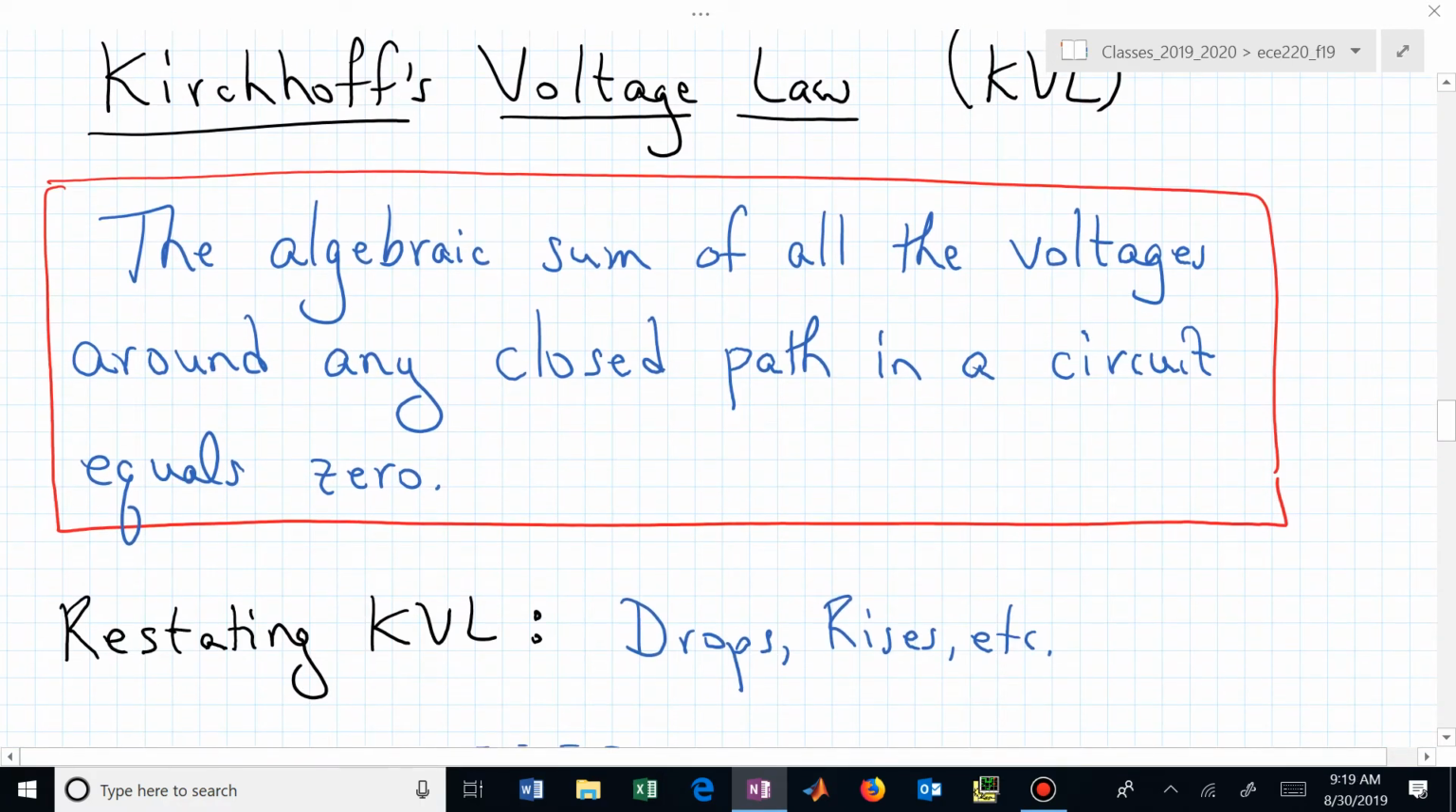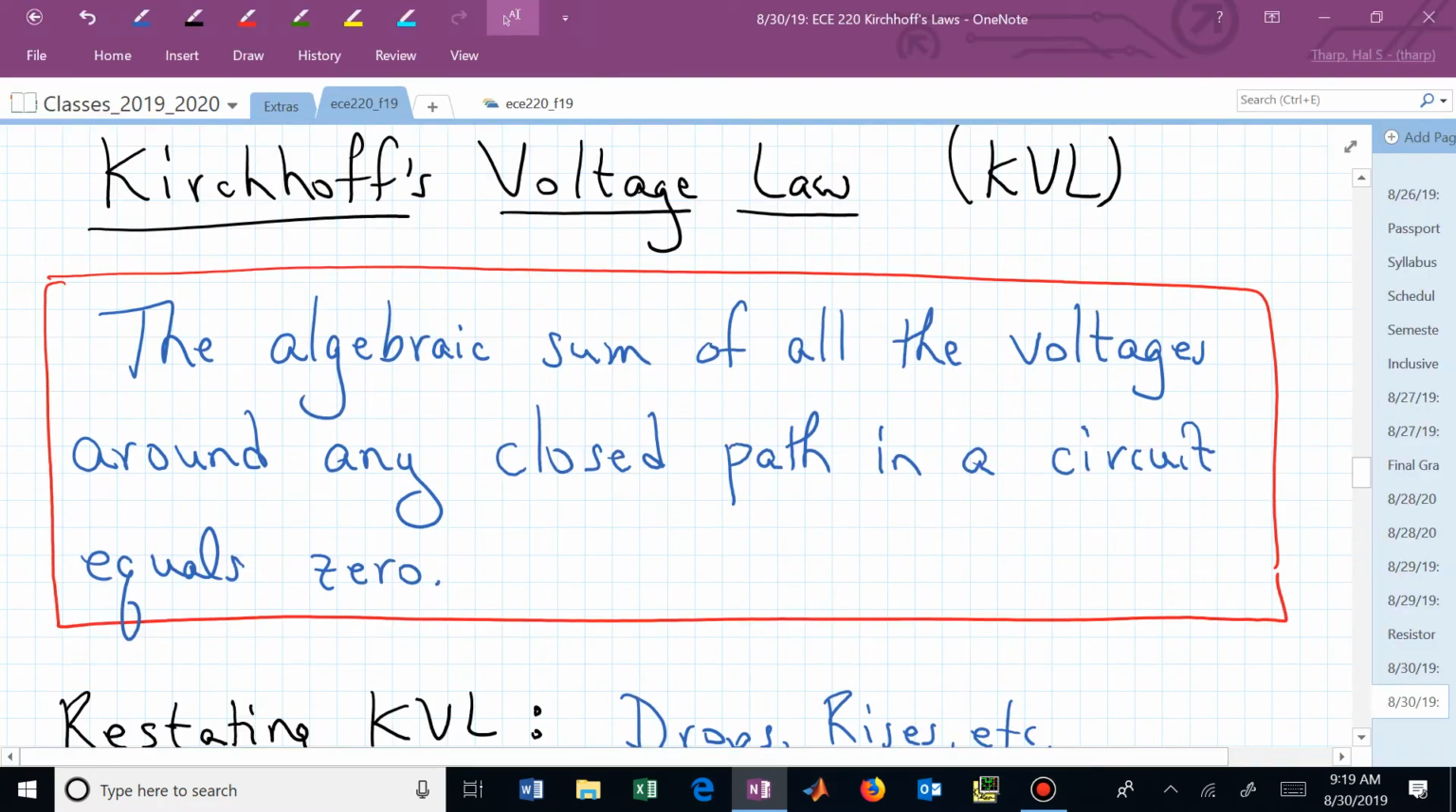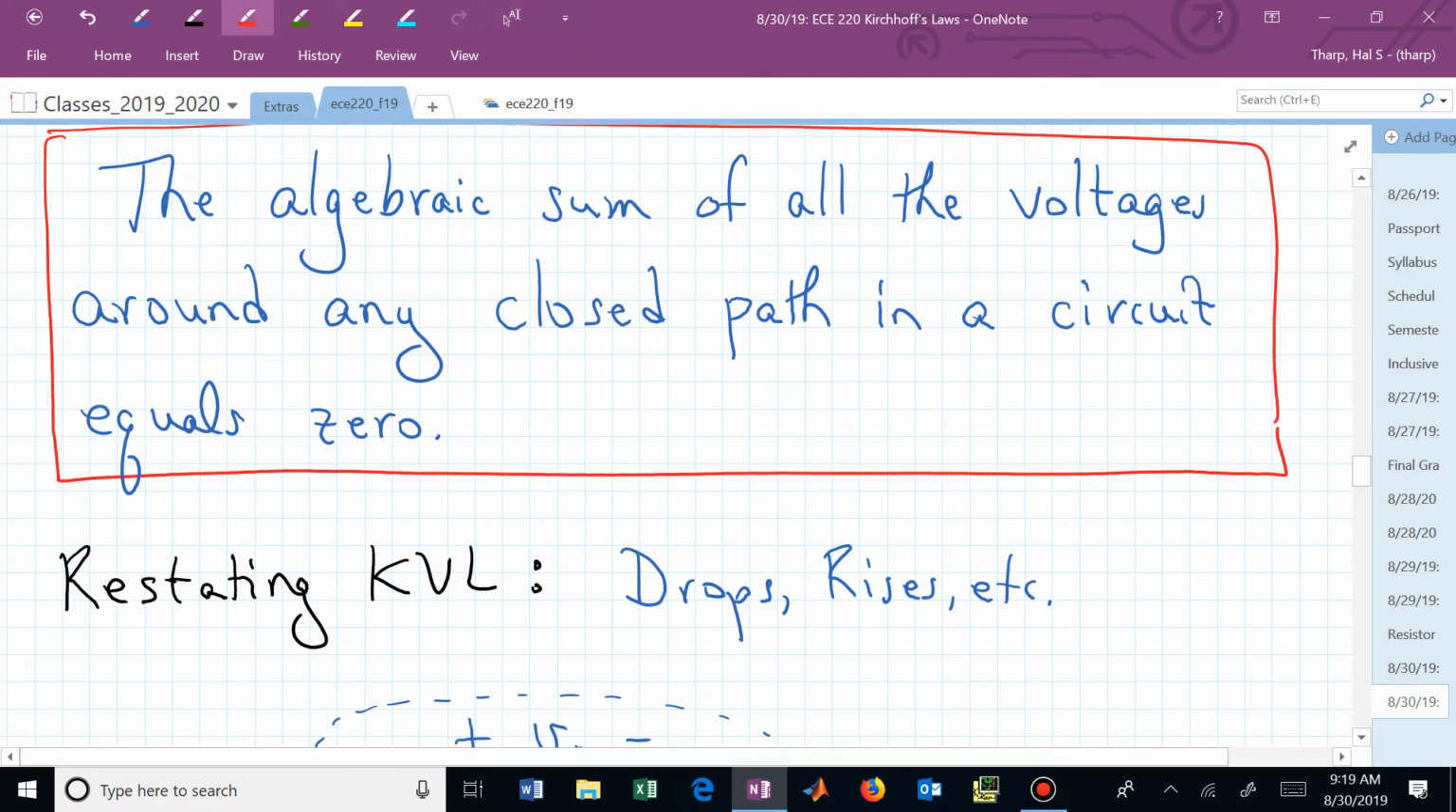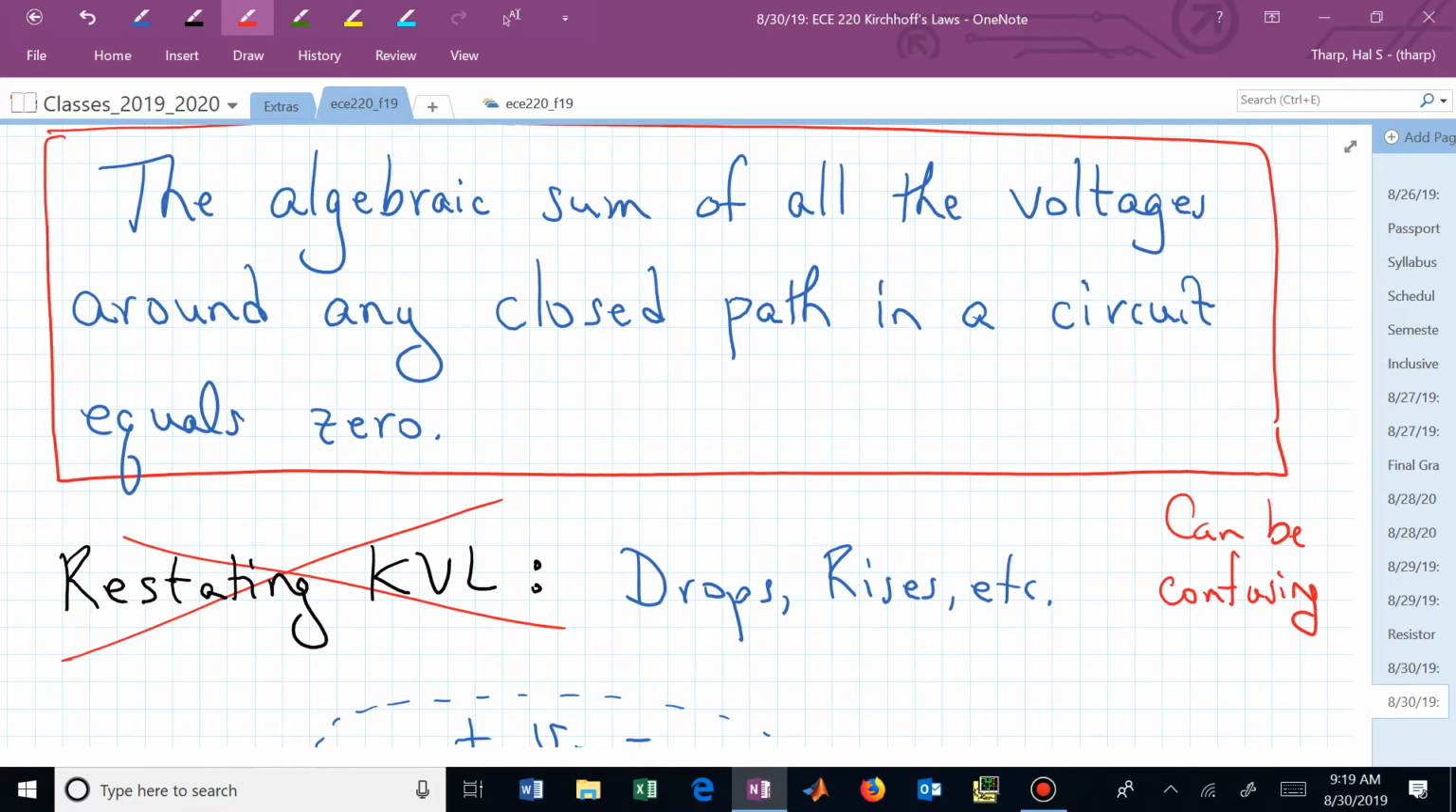Restating KVL. Well, now it involves drops, rises. That can get confusing, especially if I just start talking about it without showing any examples. So I'm not going to do that. I'm not going to restate KVL, but somebody might say, oh, we'll just sum up the rises of voltage, or just sum up the drops. That'll make more sense as we go through some examples.